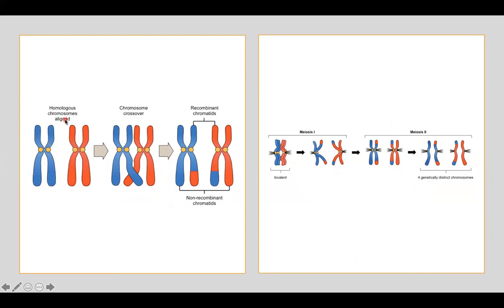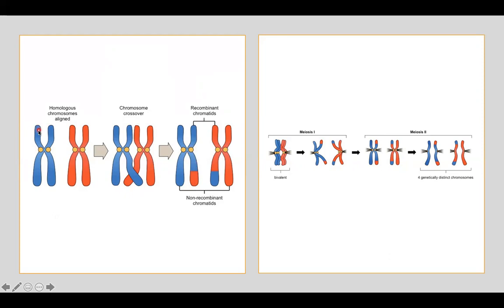Those homologous chromosomes, when they align, will cross over with one another. What that means when they cross over is they swap bits of the chromosome with one another. So part of this chromatid will swap with part of this chromatid. So this is what you end up with. This chromatid over here is as it was in the beginning. It's not recombined. This chromatid is now recombined.